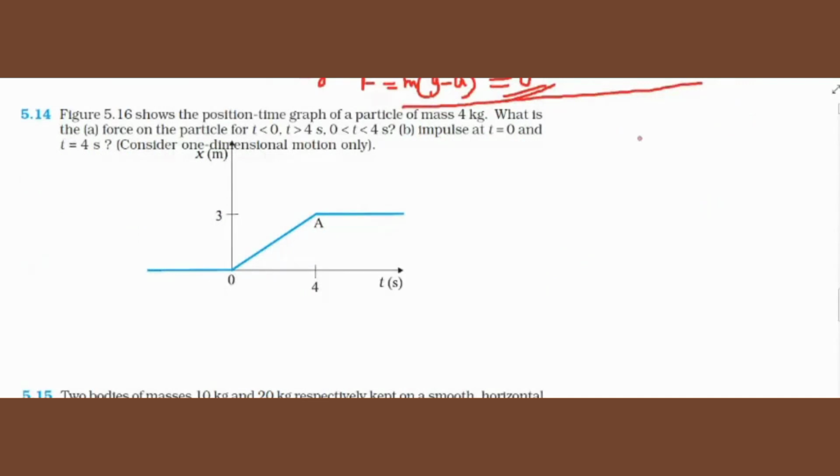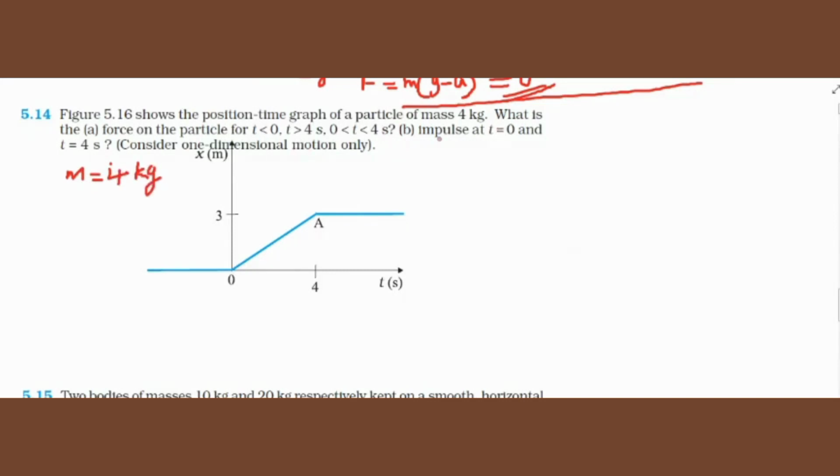So that's about question 13. Now come to question 40. You can see a graph is given. Okay, now a 4 kg particle, so m is equal to 4 kg.